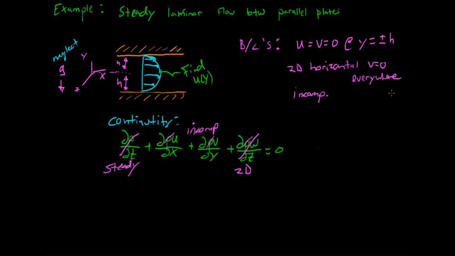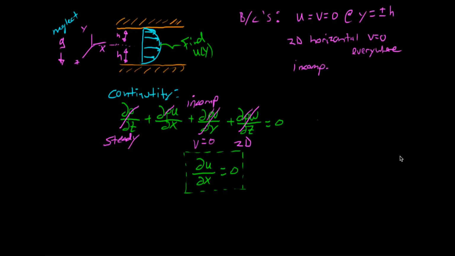Well, if the velocity is 0 in the y direction everywhere, then its derivative with respect to y has to be 0 everywhere, because the derivative of 0 is 0. So that goes away, and what we're left with is just that du/dx is equal to 0. That's as far as we get with that one for now. Conceptually, it doesn't tell us much other than that the velocity doesn't change as you move downstream. Let's go ahead and get the momentum equation involved and see if that illuminates anything for us.